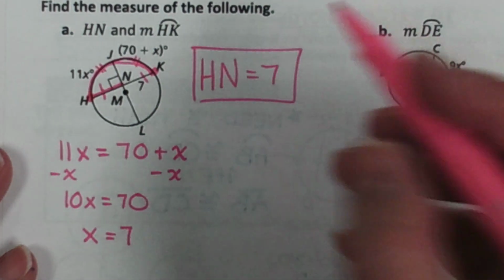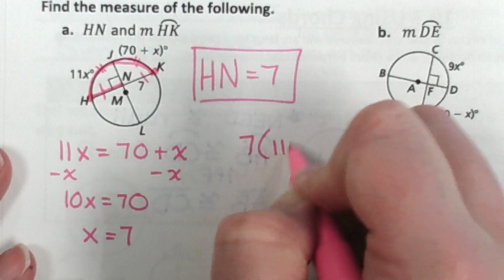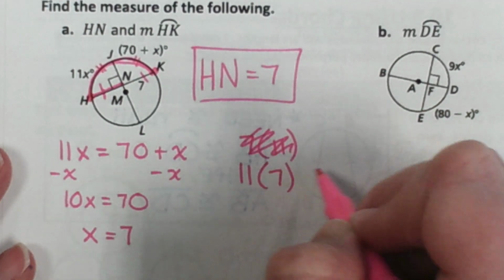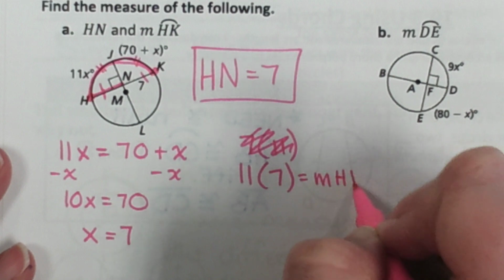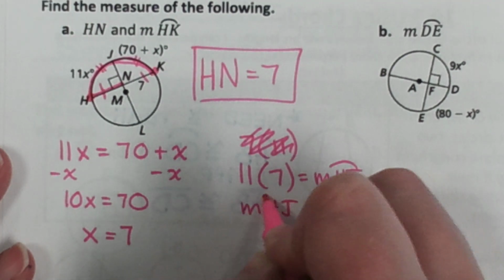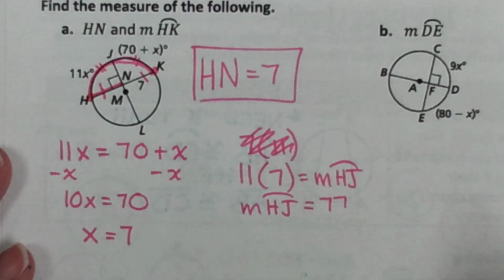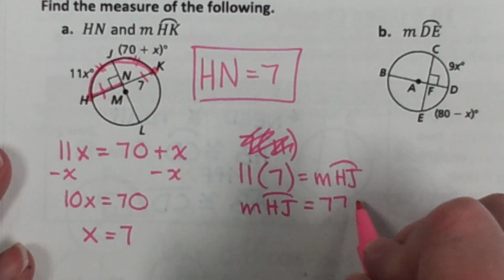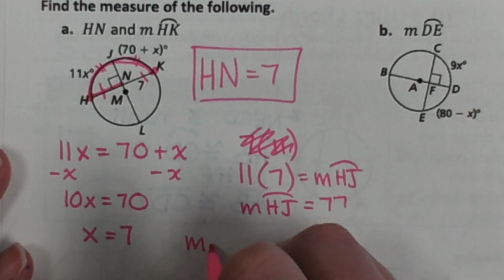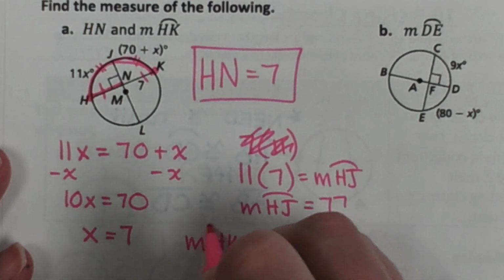Yeah. Okay, so 7 times 11, ooh, why did I put it that way? Let's try this. 11 times 7 is the measure of HJ, which is 77. Still not what it asked for, but that's equivalent to the measure of JK. JK. And what do I do to get HK? Add them together.